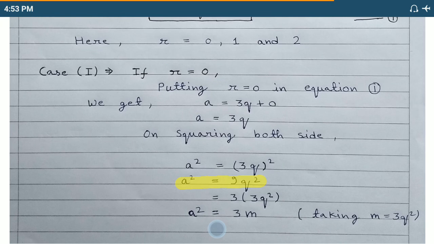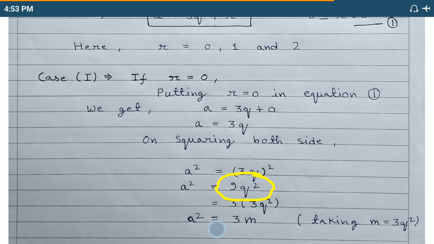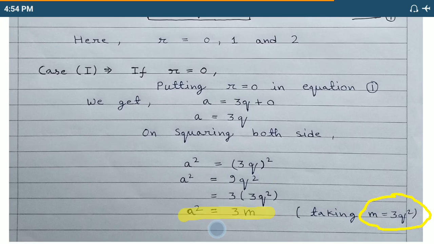If I take the common 3 from this portion, it will be 3q square. Let us suppose that 3q square is m. So this will be 3m, where 3q square is equal to m. So in the first case, we have expressed the result in the form of 3m.